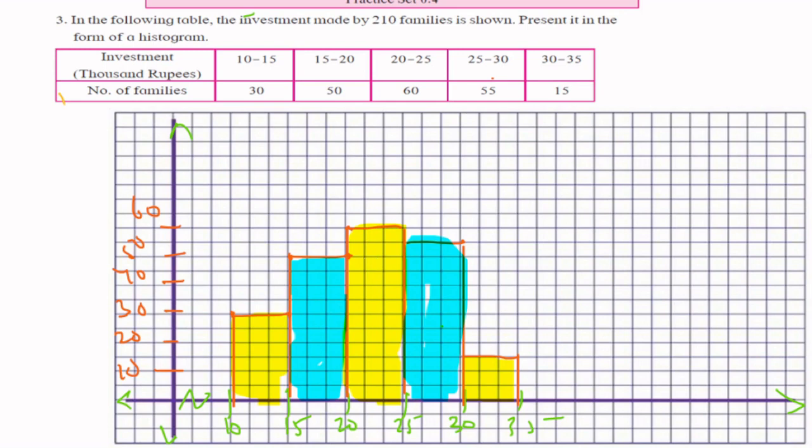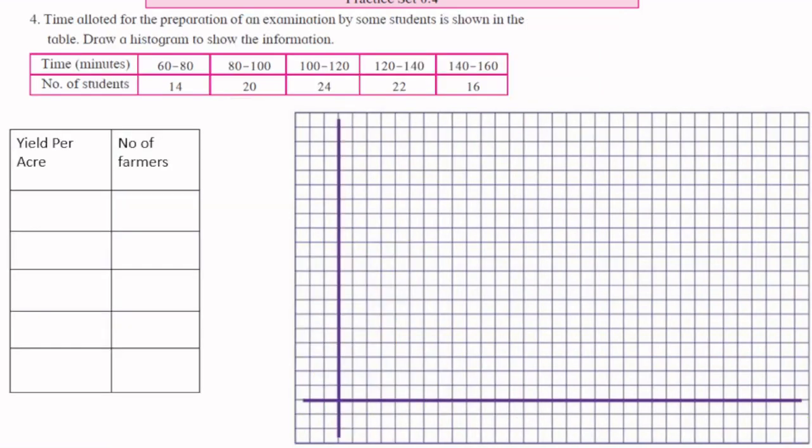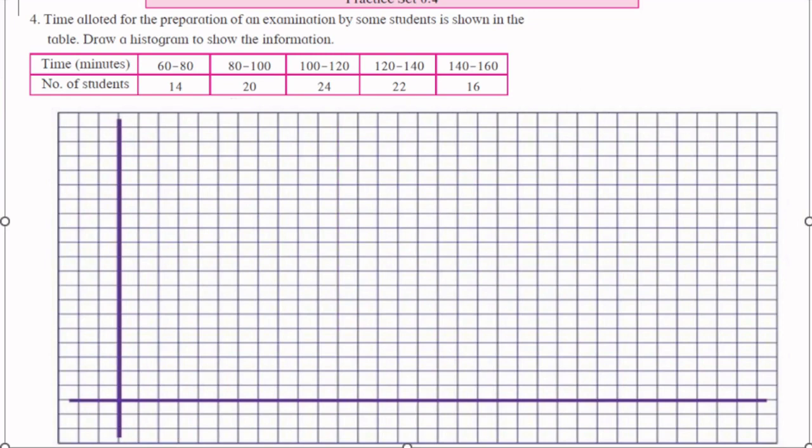Let's move to the next question, question number 4 of this particular practice set. Again, this question is similar to questions 3 and 1. It's very easy. If you want, I'll solve it, but I want you to solve this particular question as homework. Even if any student feels they are not able to solve it, please comment. I'll post a video for them only. So in this way we have finished practice set 6.4 to the fullest.